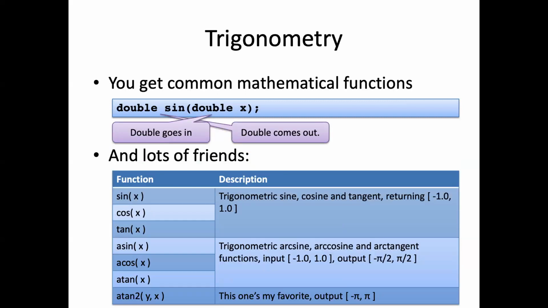If I had to classify functions, that's what I've tried to do here. You get a bunch of trigonometric functions like sine, cosine, and tangent, and the inverse of those functions. You even get a two-parameter arctangent function, which is kind of handy because it works for any y and x value in any quadrant, and it gives you back the angle between -pi and +pi.